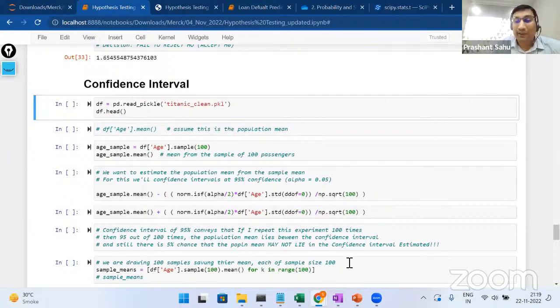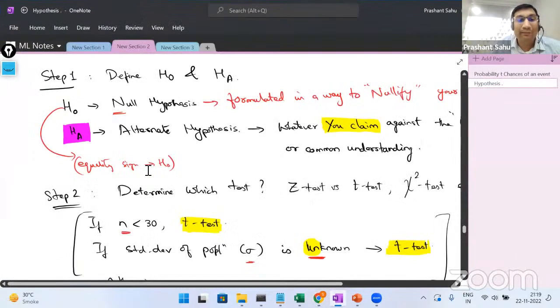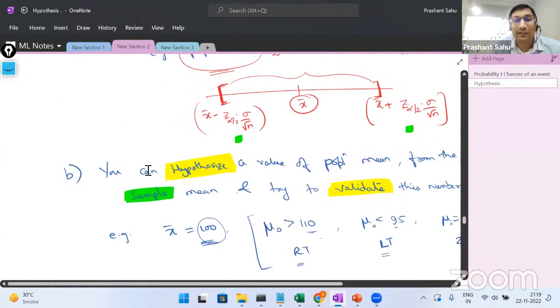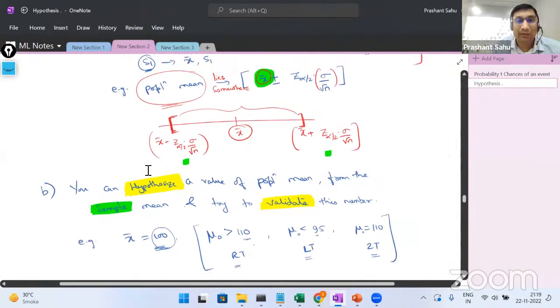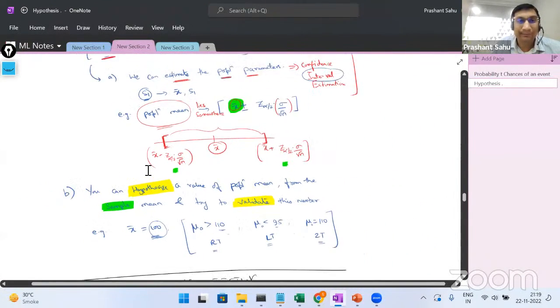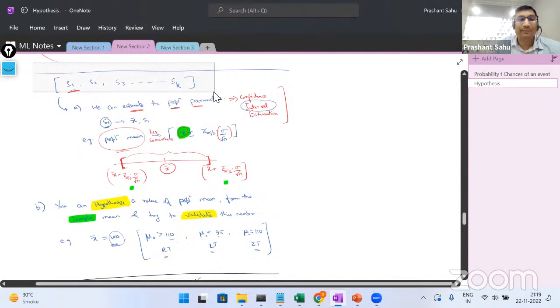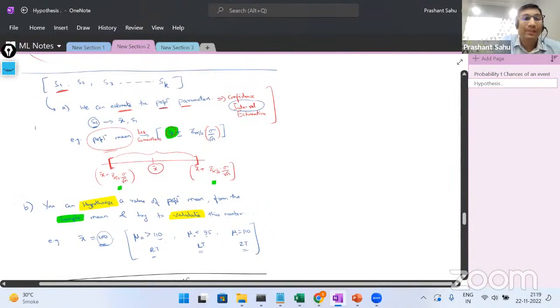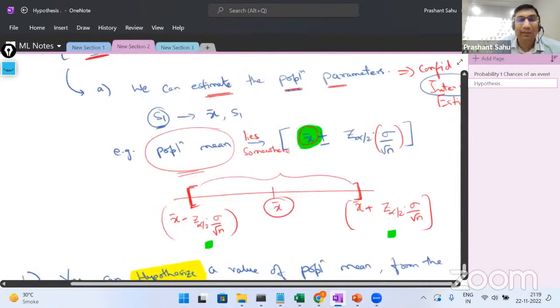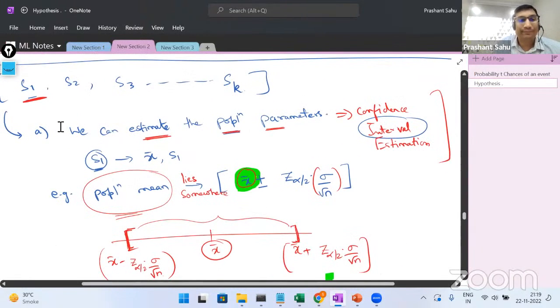So this is something very interesting. So what have we been doing? I'll just summarize that in this quick screen here. So we had some samples from the population. Let's say we have some sample. Now, once we have a single sample, let's focus on a single sample. Once we have a sample, we can do two things.